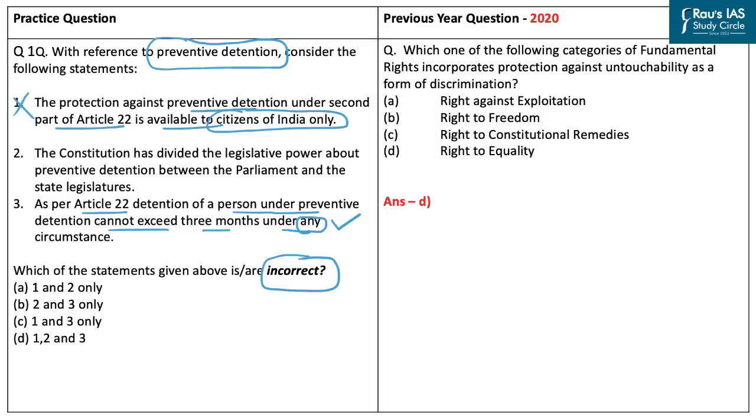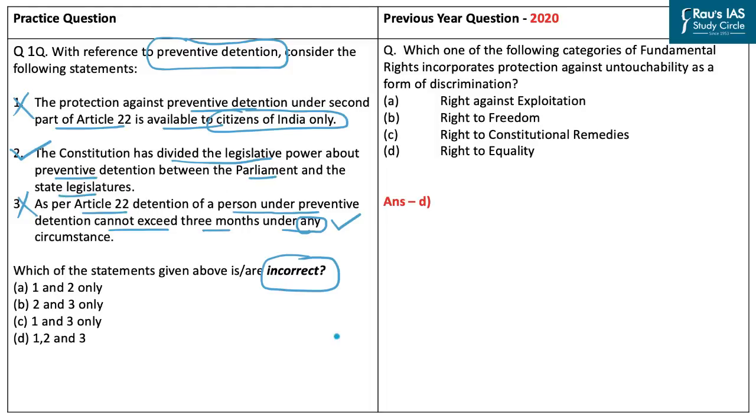And that is why this third statement is also incorrect, because the Parliament has the power to increase the preventive detention which can exceed more than 3 months. So it is wrong that the preventive detention cannot be exceeded beyond 3 months under any circumstances. But if you look at the second statement, it reads that the Constitution has divided the legislative power about preventive detention between the Parliament and the state legislature. This statement is correct here.